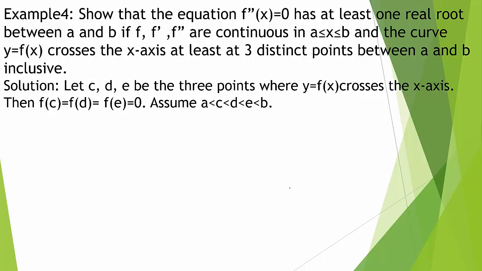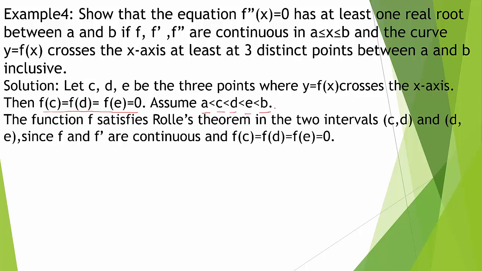Let c, d, e be the three points where y equal to f(x) crosses the x-axis. As they cross the x-axis, we will get f of c equal to f of d equal to f of e equal to 0. And we shall assume that a is less than c is less than d is less than e is less than b. The function f satisfies Rolle's theorem in two distinct intervals, c to d and d to e.